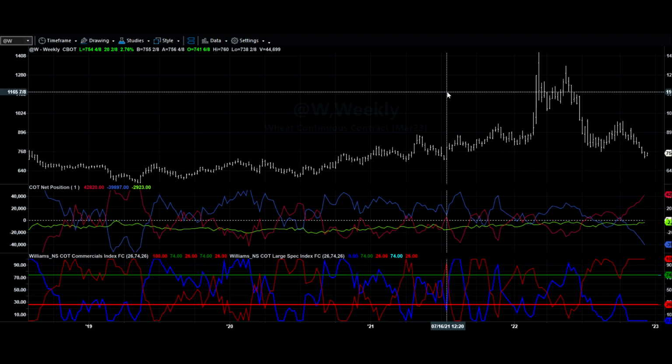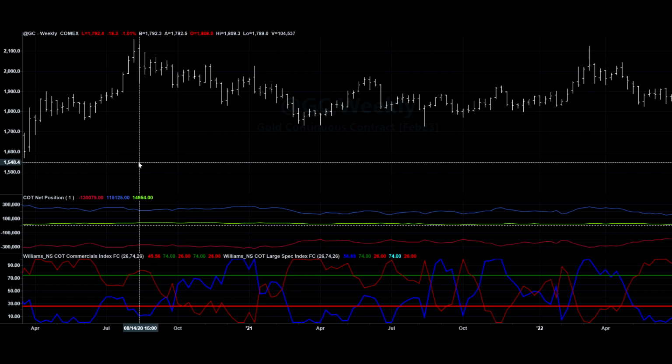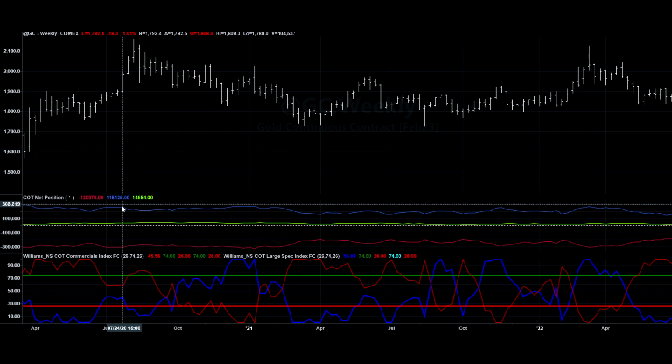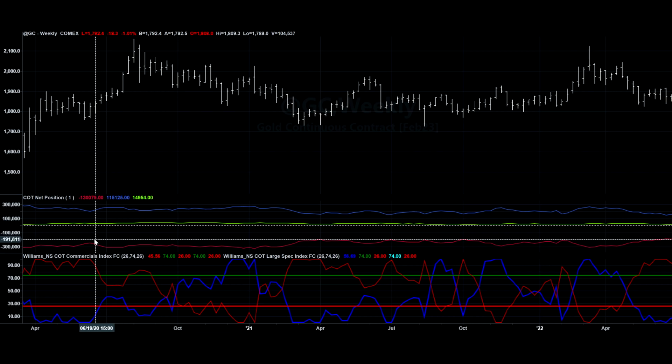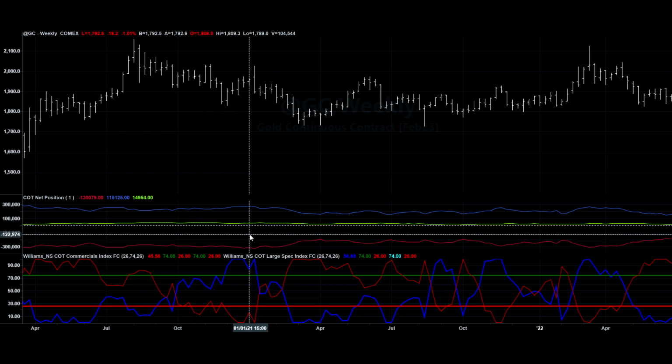The last chart I want to show as an example is gold. So let's jump into that. Okay, and on this chart now we have gold, and this is a great example of how being able to do the 26-week look back for extreme readings helps us find buy and sell signals, because just looking at the COT net positions by itself, you really don't see too many buy and sell opportunities.